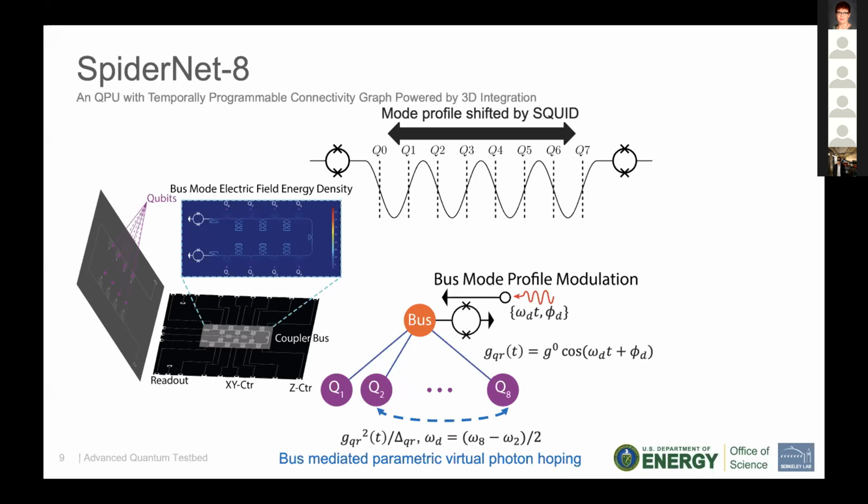And of course, the power of this scheme is that you are not limited to only one frequency tone. In fact, you can inject as many frequency tones as you want into the modulation signal for the bus mode profile. It's only constrained by the room temperature electronics. So in principle, you can literally just on the fly encode the connectivity graph directly into the spectrum of your drive, and you can change everything on the fly also very fast.